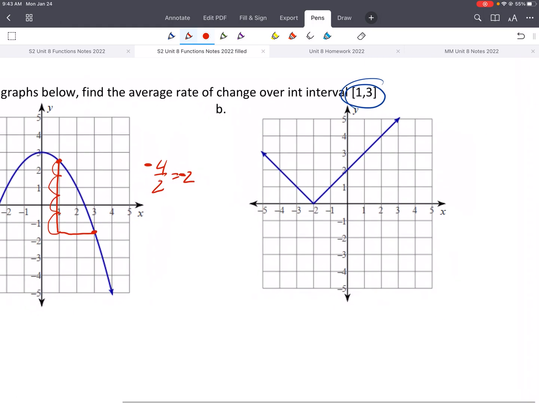All right, for this one we have same sort of thing. We want to do it when x is 1 and when x is 3. Up 2 over 2. Which is 1.